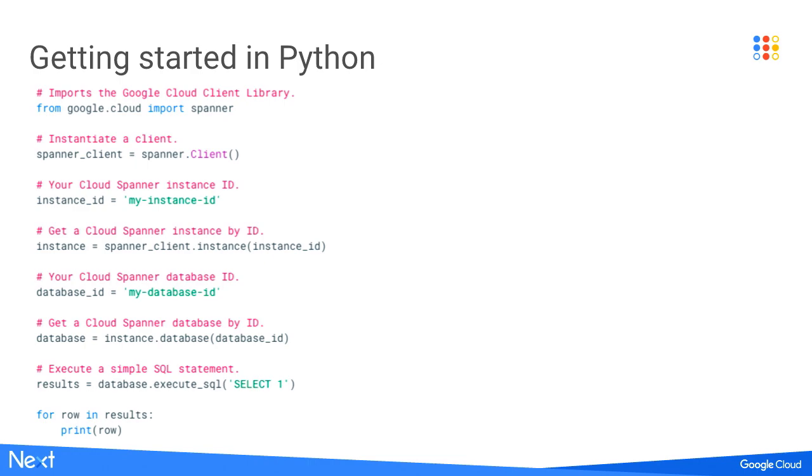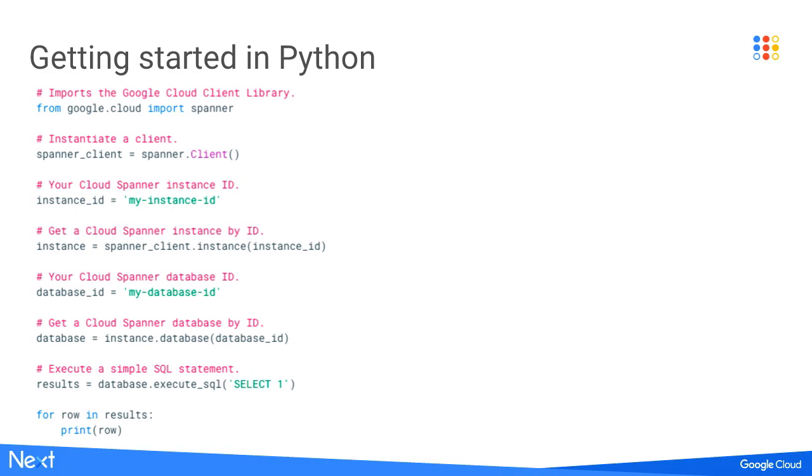I then say, I need my instance, so please give me my instance ID. And then from the instance, I can grab my database. So I say, what is my database ID? And then I ask my instance for the database. I now have a handle to my database where I can start to send queries.